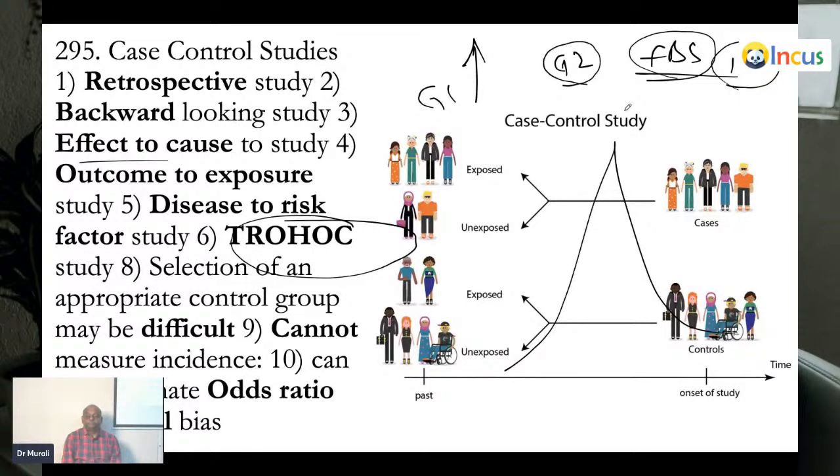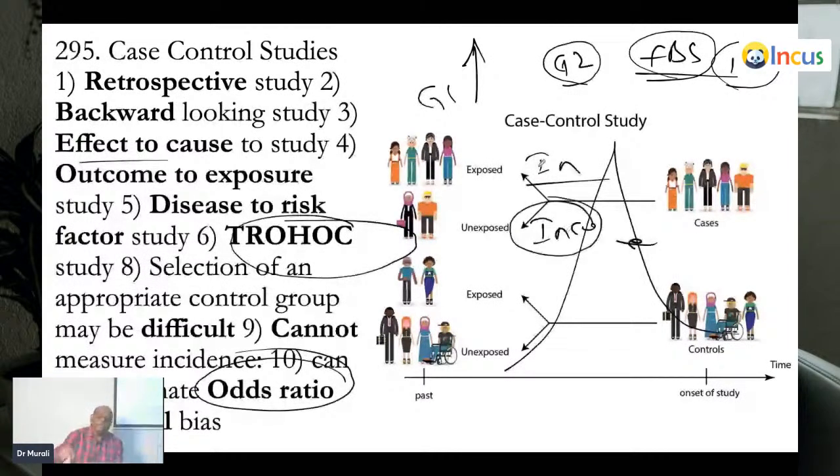Then you are not studying the entire population and you are not looking for new cases. Then how can you calculate incidence? You can't. So you cannot calculate incidence. And if you don't have incidence, how can you calculate relative risk? Because what is relative risk? Incidence among exposed by incidence among non-exposed. For that, first you need to be able to calculate incidence. You can't calculate that in case control. That is the reason we use odds ratio.